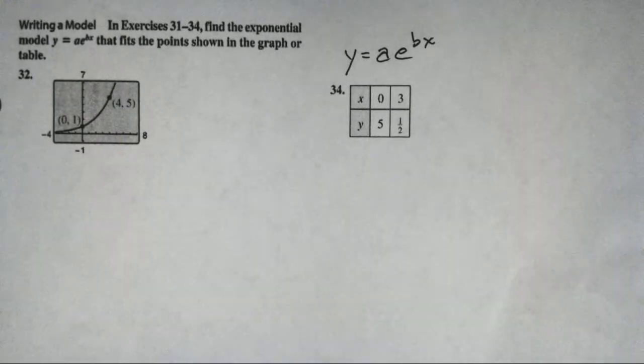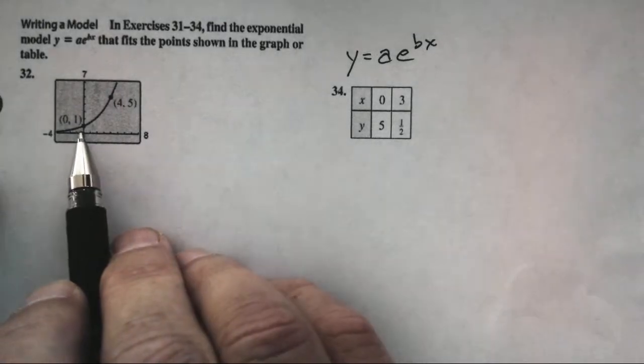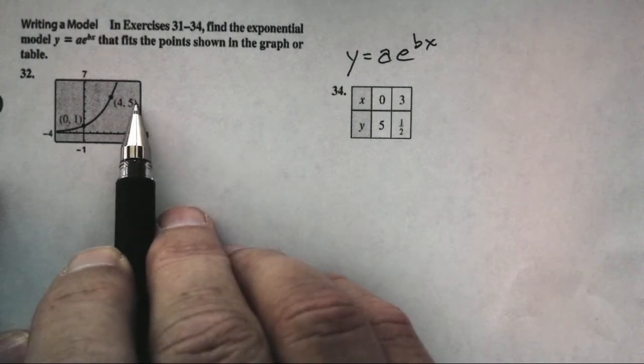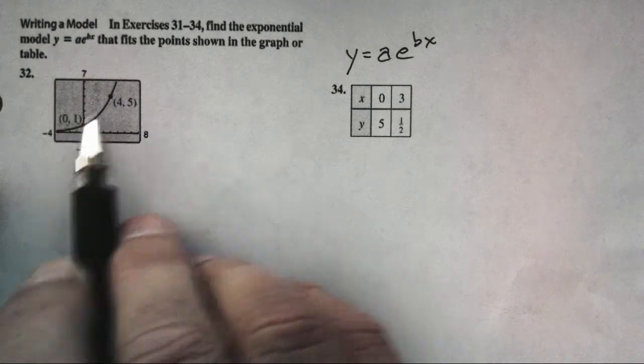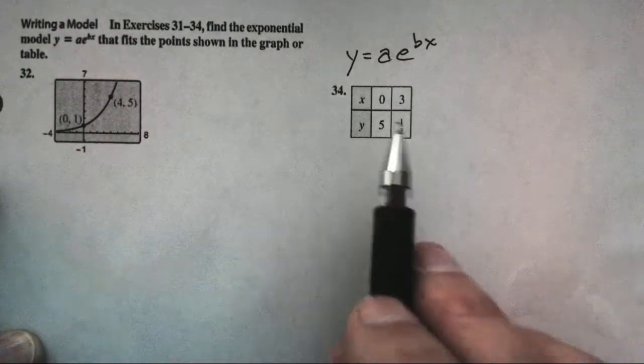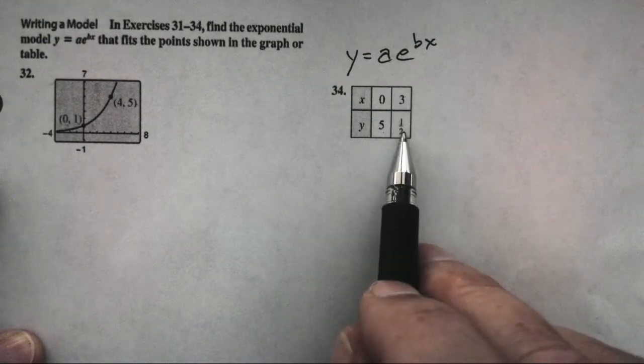I didn't feel like I did a great job explaining 34 on the first video, so I'm going to give it a try again. Here we had the points 0, 1 and 4, 5, and we were able to use it in example 32. This is the same thing. We're given 0, 5 and 3, 1/2.